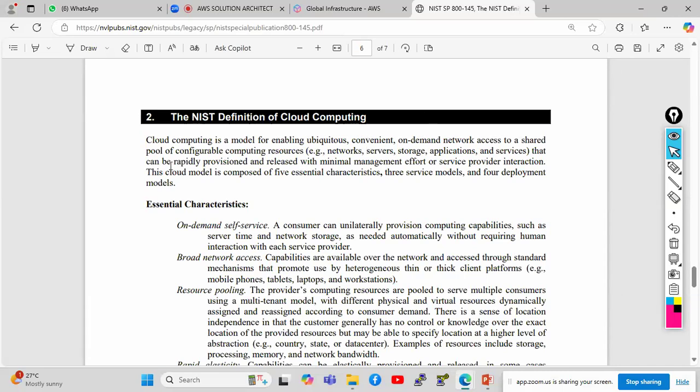That's what I'm saying here. It can be provisioned and released with minimal effort from the service provider. You will not interact with AWS except when a billing-related or technical issue comes up, then you will raise a ticket with them. Otherwise, you don't need anybody.